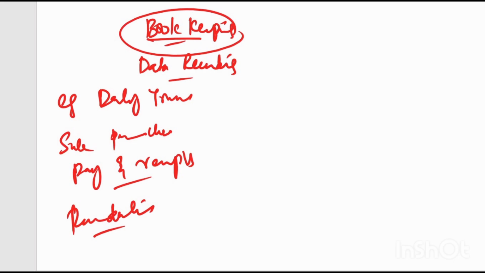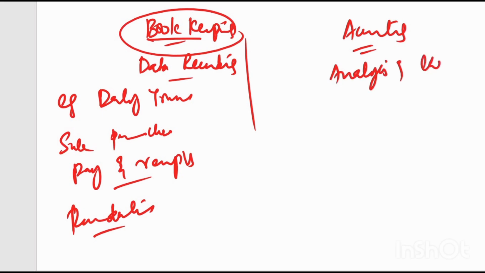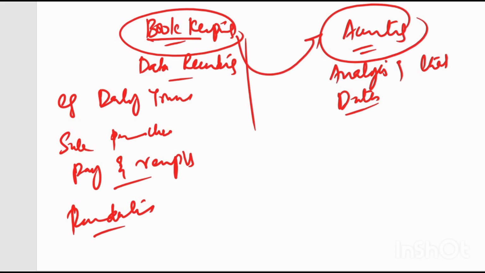So bookkeeping is also a part of accounting. We have studied systematic recording and summarizing and so on. When the recorded data is analyzed, the analysis of that recorded data is actually accounting. So bookkeeping is a part of accounting. When you systematically record the data, then summarize it, and then analyze and interpret that data, that is your accounting. And the data recording part is related to bookkeeping.